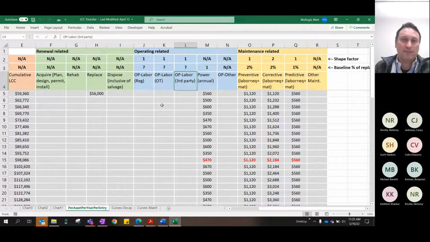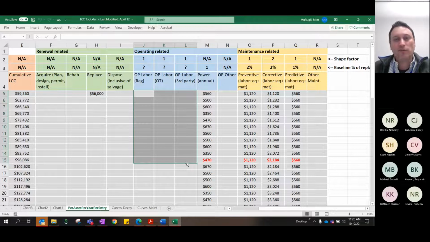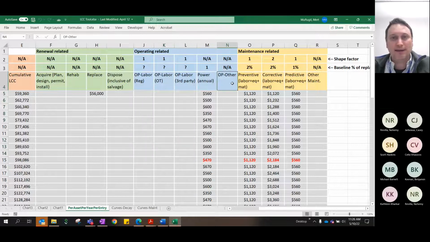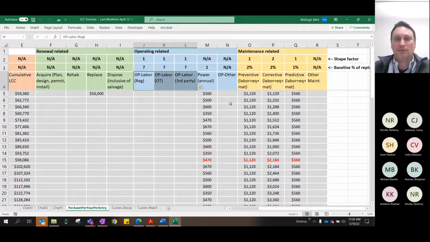Same thing with overtime. Third party is a little bit more like, I remember visiting a treatment facility once, and they actually contracted out the operations of their dewatering operations, like belt filter press and everything else that goes with it, to a third party company. So they get a bill, and then you can track it against that asset. If you wanted to, you could. I kind of imagine these being empty for most of us. And there's an other for anything else that we don't really have a specific name for here.